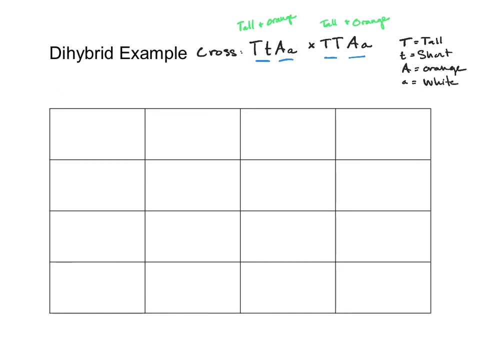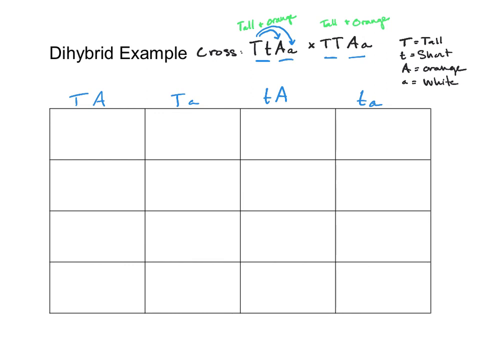So the first thing we need to do is figure out what the gametes are. So remember, you're always going to combine one allele for height with one allele for color. So for our tall and orange plant that is heterozygous for both traits, we can have capital T, capital A. We can have capital T, small a, which would be here. We can have small t, capital A, and small t, small a. So those are the gametes for the first parent.